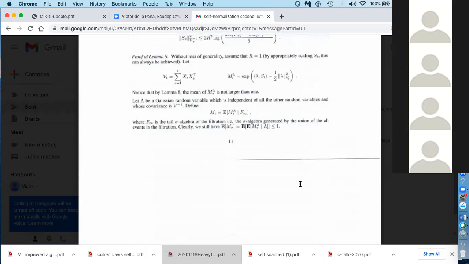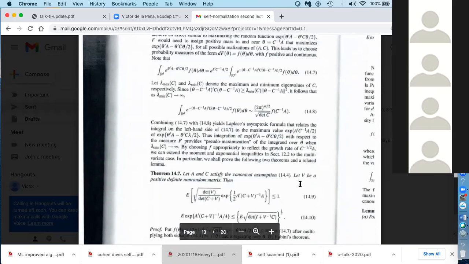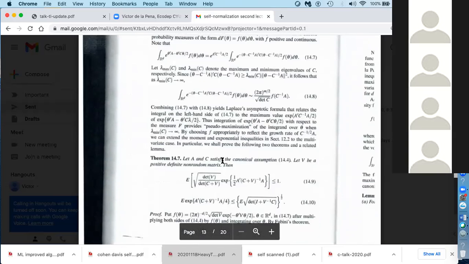So theorem 14.7 of the book on decoupling, by Lai and Chow, is basically an extension of the result that I showed you how to prove to the matrix case. So you see we have the square root of the determinant of V, where V is any positive definite non-random matrix, over the determinant of C plus V. A and C satisfy the canonical assumption, times e to the 1 half A prime (C plus V) to the minus 1 half A, and that is less than or equal to 1. And then, by using Cauchy-Schwarz, we obtain the same result as the one I stated.